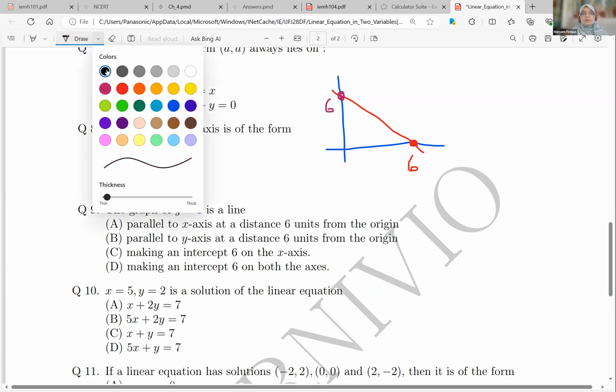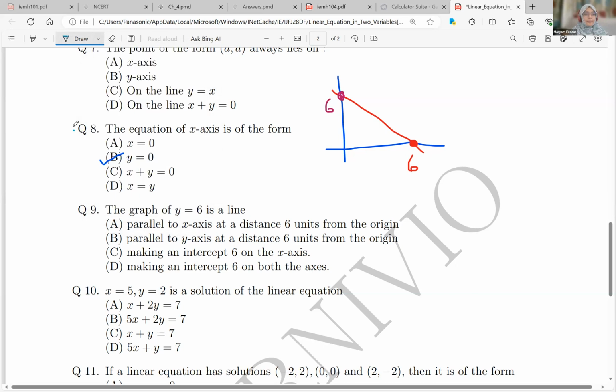Now, think about this question very carefully. The graph of y equals 6 is a line. Abdul Rahman, this is your question, okay? We have done this question in class. I don't know if you were there or not. Parallel to x-axis or parallel to y-axis or C or D. The answer is parallel to the x-axis at a distance of 6 units from the origin.